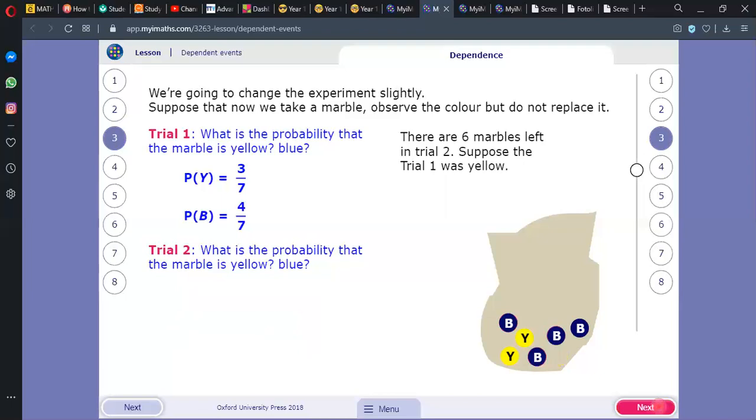Okay. Now, what if it was yellow that was picked at first? What would have happened is that the total number of balls would have also reduced by 1, so we have 6, but the number of yellow marbles would have reduced by 1 as well. So no more 3 yellow marbles, but 2 yellow marbles now. So that is why the probability of Y in the second trial is going to be 2 over 6. Likewise, the probability of blue in the second trial will be 4 over 6. Blue did not reduce. So it's now 4 over 6 for blue.